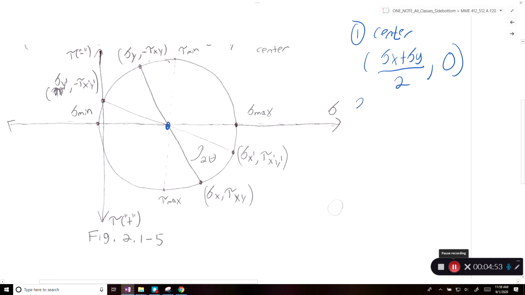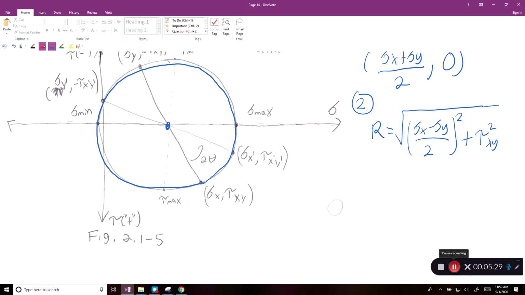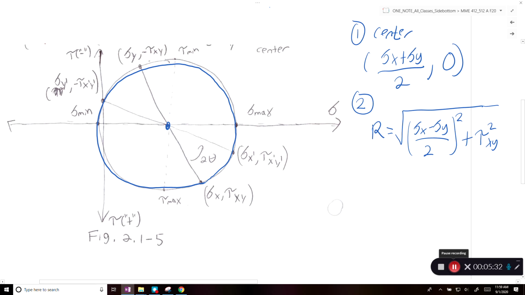The second thing we're going to do is determine the radius of our circle. The radius is equal to the square root of ((sigma x minus sigma y) over 2) squared plus tau xy squared. We would then draw our circle offset by a radius r from our center. The third step is to locate the x-intercepts of your circle. These are your principal stresses.